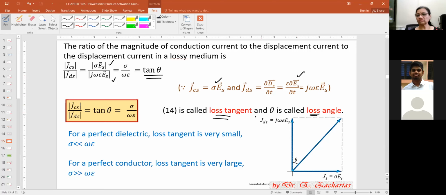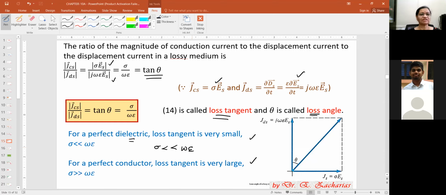Now, look at these last two sentences written here. When I defined the 4 types of medium at the beginning of this chapter, I had said one thing. When the material is a perfect dielectric, or a lossless dielectric, we have seen that sigma is much less than omega epsilon. I had written one condition there. Now you will understand why that condition was written.